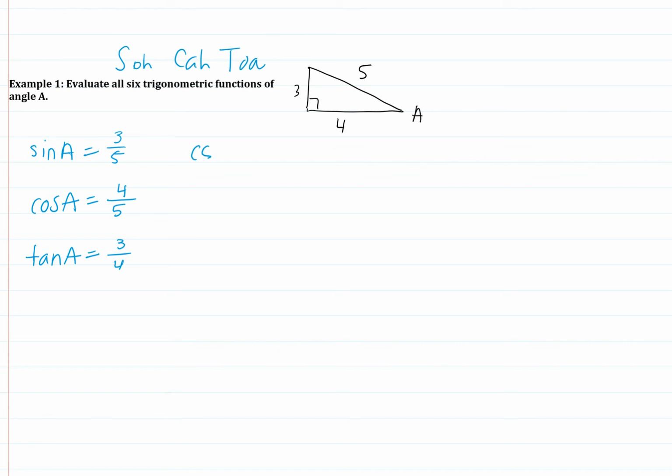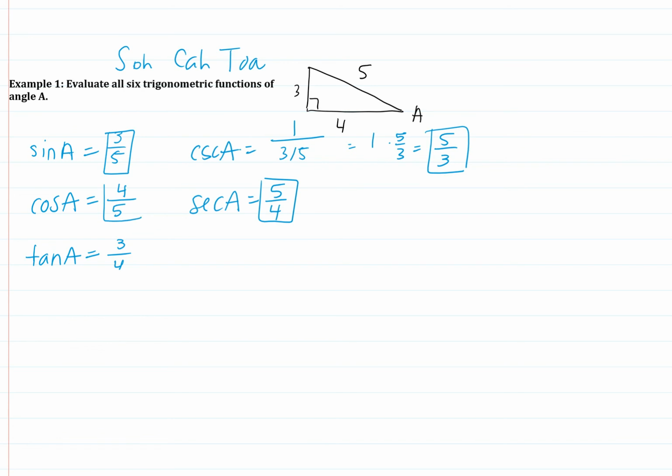Now you can find the cosecant of A in a couple of ways. You can say, okay, I know that this will be the same as 1 over the sine of A, which will be 1 times 5 over 3, which is 5 over 3. You could have also just simply taken the sine of A and flipped it over. So here's the shortcut. The secant of A is the reciprocal of cosine of A. So if the cosine of A is 4/5, the secant of A will just be 5/4. And the cotangent of A is the reciprocal of the tangent of A. So if tangent of A is 3/4, cotangent of A is 4/3.